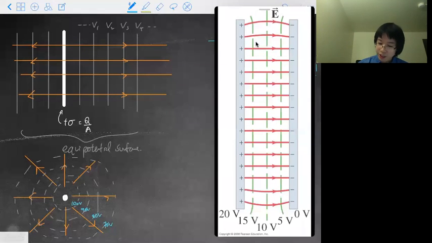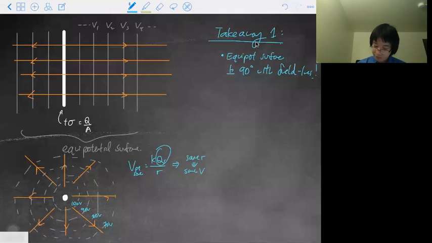Another way to tell this is, remember the potential for a point source is kQ of the source over r, right? So you can immediately see that if you have the same r, you will have the same V. The source is constant, and if you have the same r, you have the same V. So along here, you have the same r. You have the same radius, so the potential will be the same.